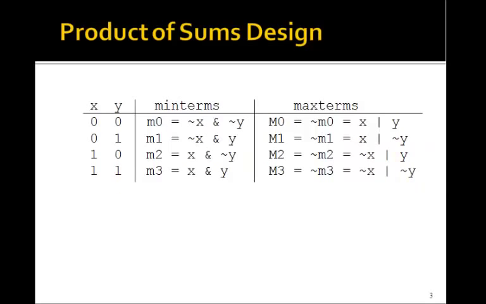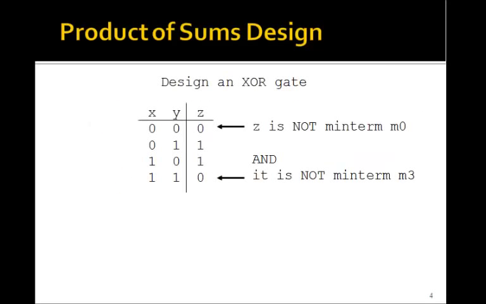Now how do we use them? Well, you remember when we designed our exclusive OR gate using the sum of products, we looked at the ones. For the product of sums, we look at the zeros. So here we have a 0, which means that z is not min term m0, because it's only min term m1 and min term m2. And it's not min term m3. So a 0 means that z is not min term m0, and it's not min term m3.